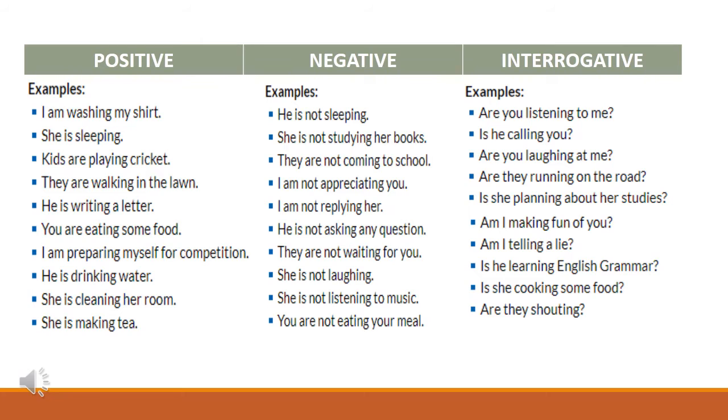Now let's see the negative example. Here the first example is he is not sleeping. Here he is the subject, is the helping verb, and not is for negative statements, and sleeping is my verb with ing. Now let's move towards the interrogative. Here the first example is are you listening to me? Here are is the helping verb, you is the subject, listening is the main verb with ing, and to me is the rest of the sentence, and I have added a question mark at the end, which is very important because whenever you make an interrogative you have to put a question mark at the end of it.